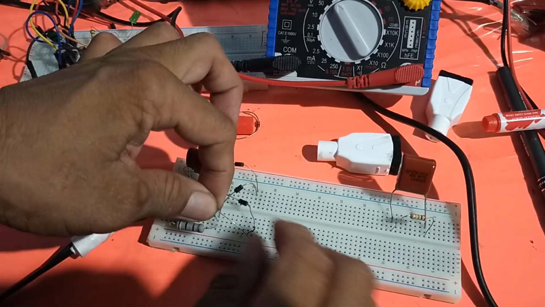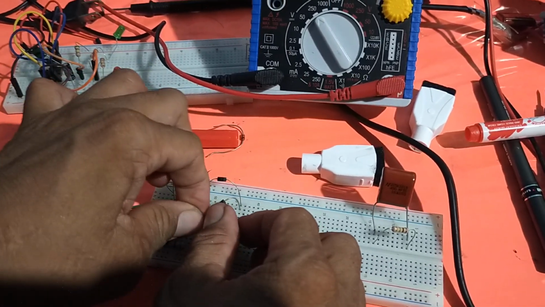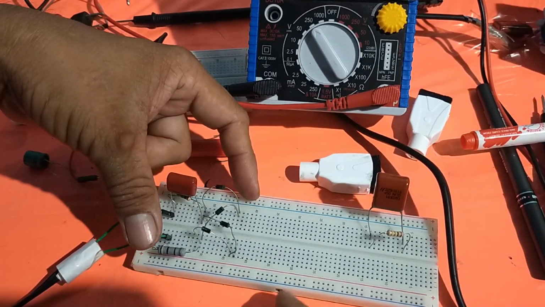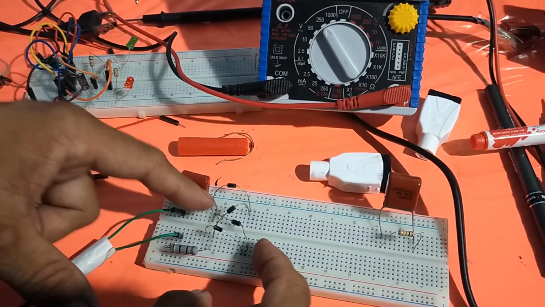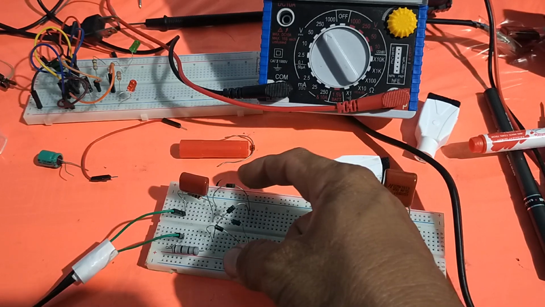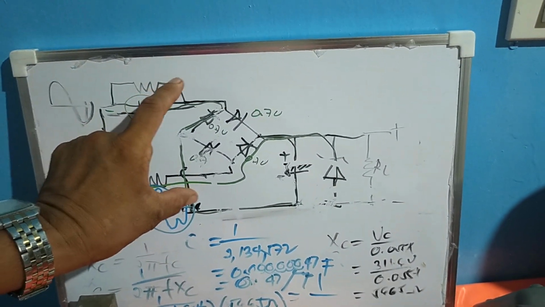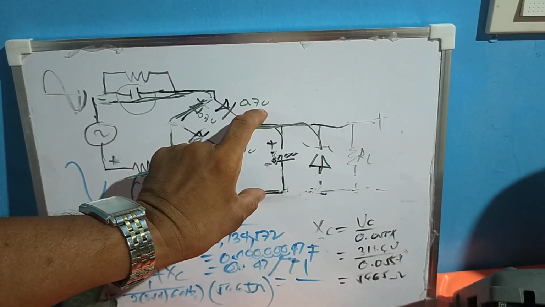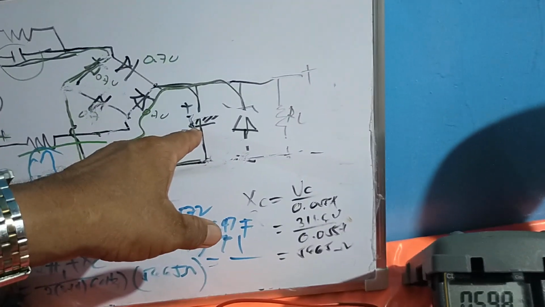So, anode, cathode, anode, cathode. Then, cathode, anode, cathode, anode. These four diodes will serve as a rectifier circuit that will rectify the lowered AC voltage here into pulsating DC. So, the next stage is the ripple filter capacitor.